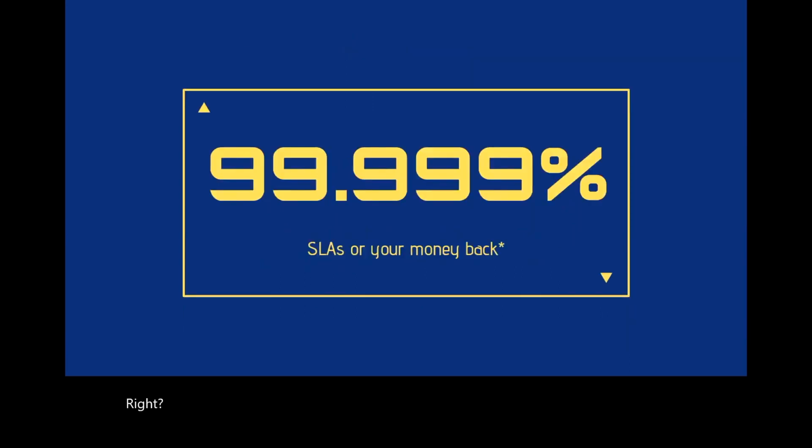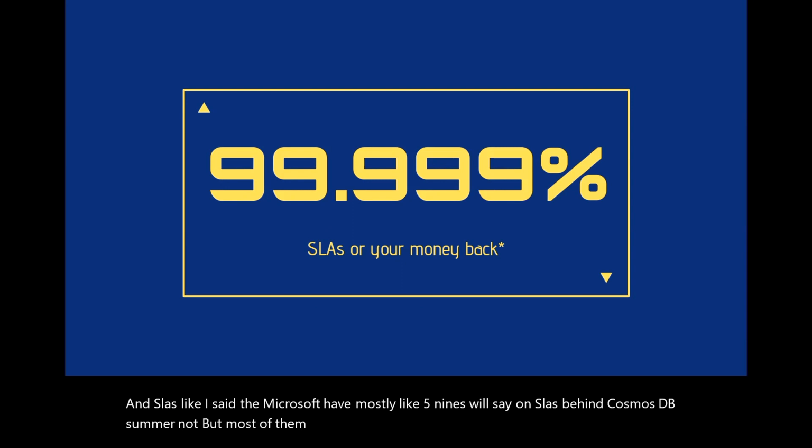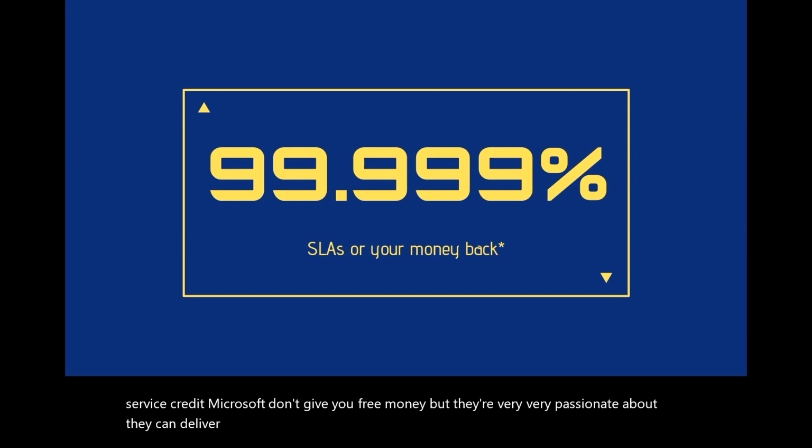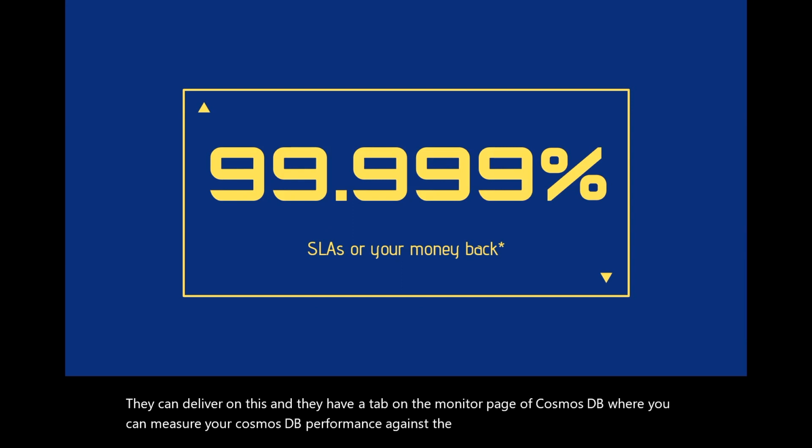SLAs, like I said, Microsoft have mostly 5 nines on the SLAs behind Cosmos DB. Some are not, but most of them are. All your money back, and by money back, I mean Azure service credit. Microsoft don't give you free money, but they're very passionate that they can deliver on this. And they have a tab on the monitor page of Cosmos DB where you can measure your Cosmos DB performance against the SLAs that they guarantee. They're that confident, they show you the data.